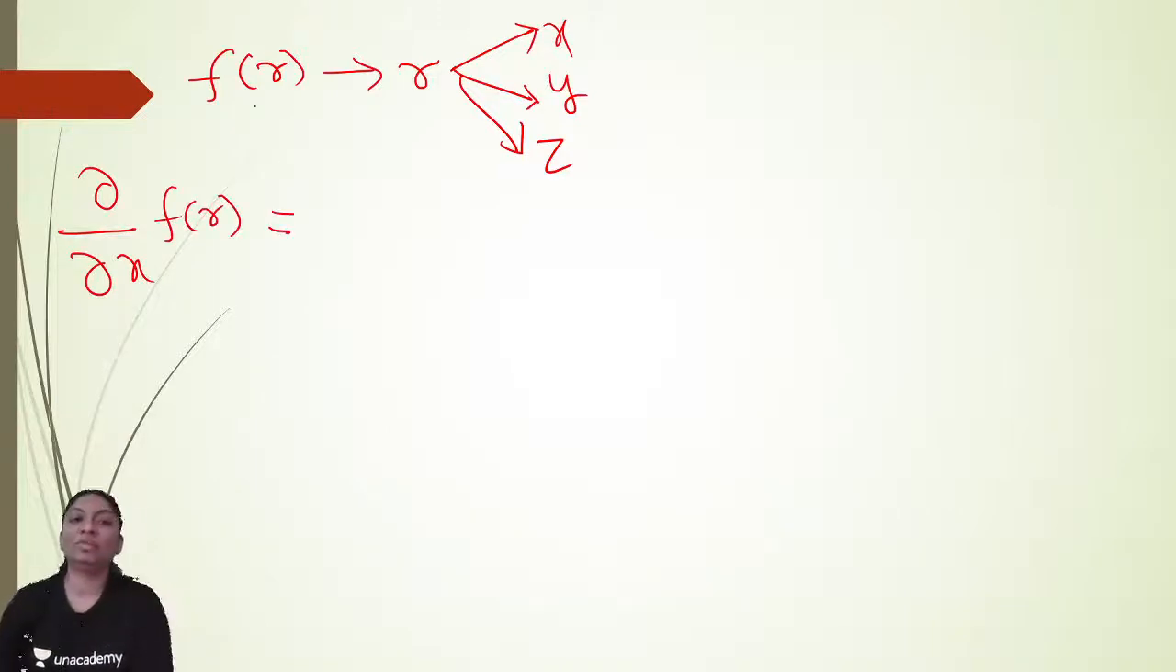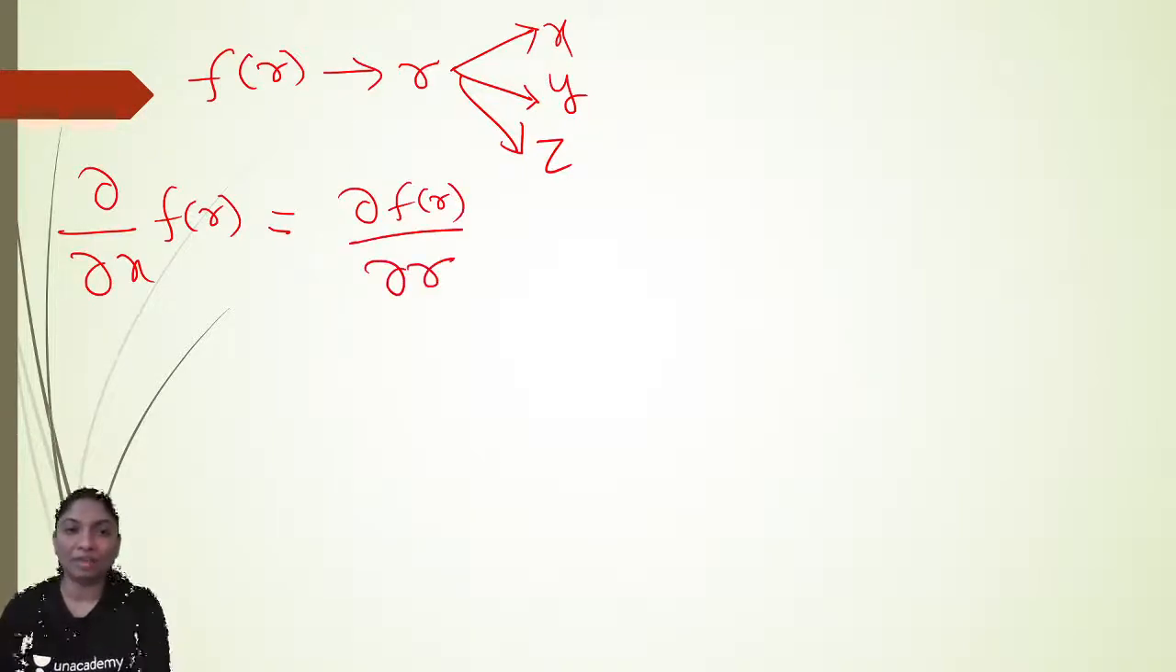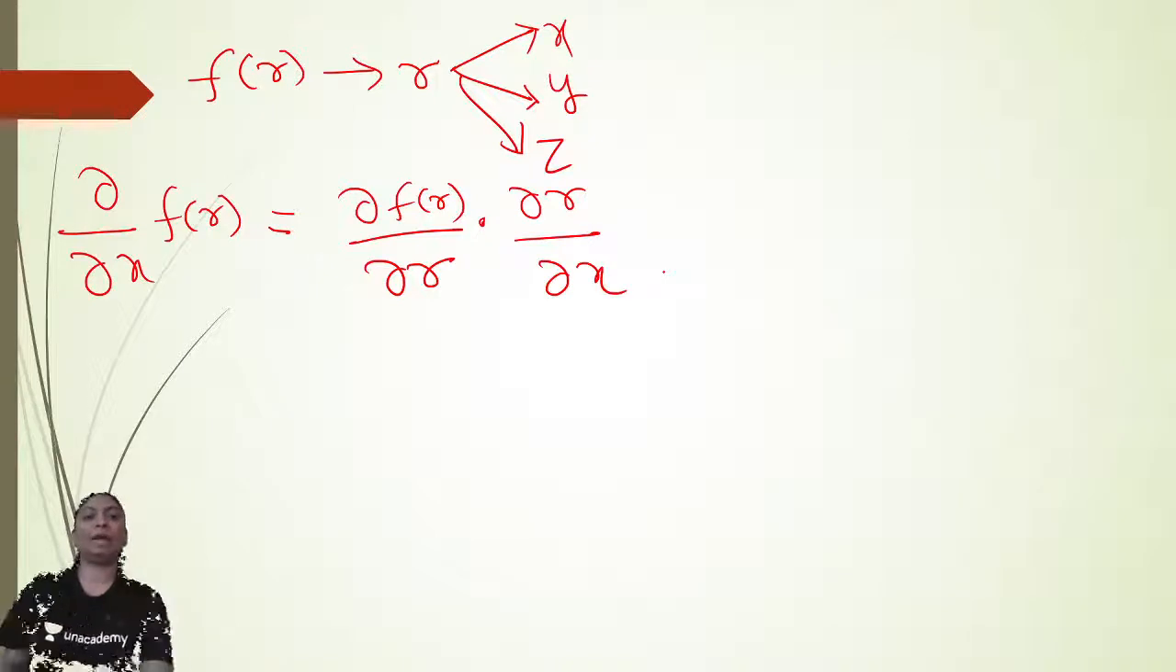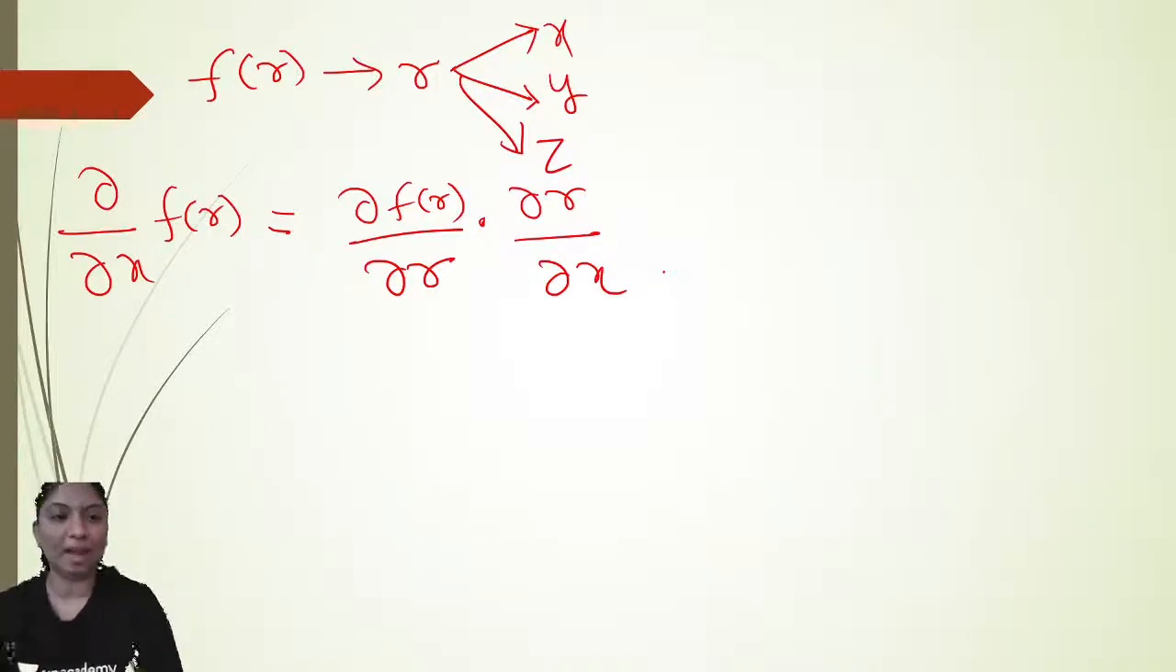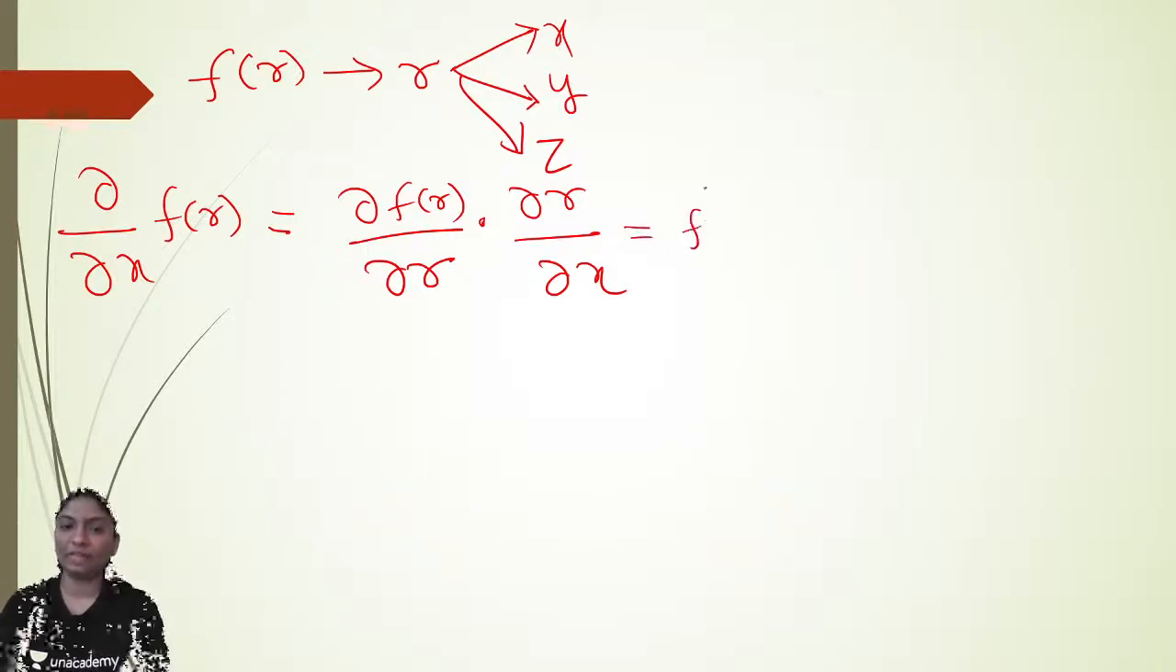We can write, now see here, f of r is a function of r. So first we will write ∂f(r)/∂r. So first we will take the derivative with respect to r and then derivative of r with respect to x. So ∂f(r)/∂r into ∂r/∂x. Okay, so this becomes our f dash of r. f of r upon r, it means f dash of r into ∂r/∂x.